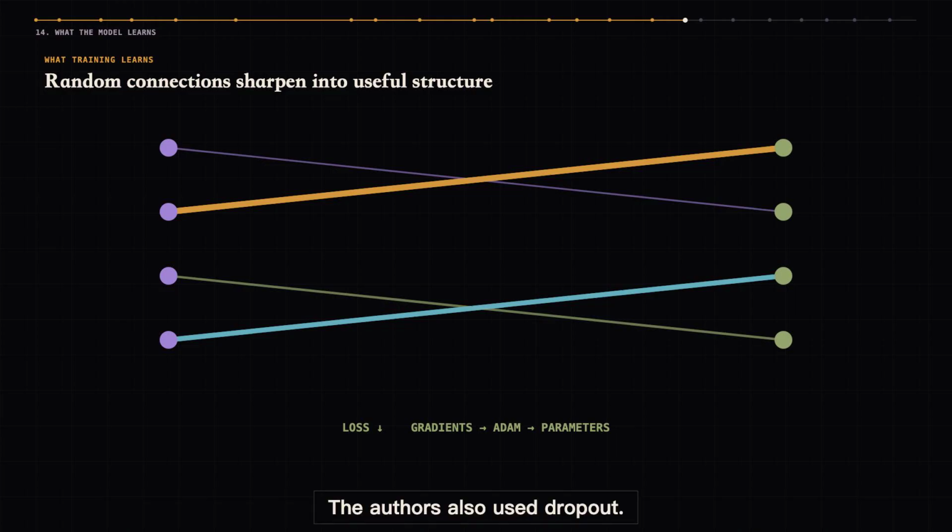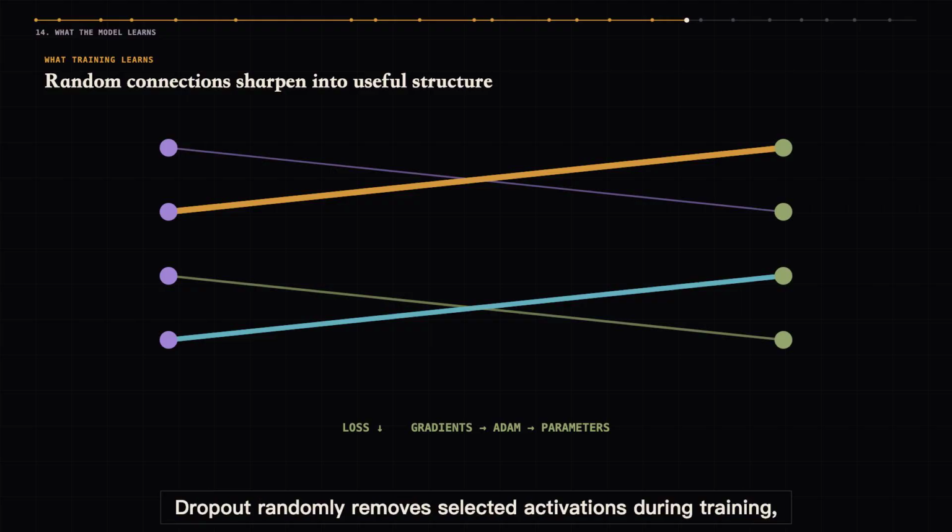The authors also used dropout. In the base model, the reported dropout rate was 0.1. Dropout randomly removes selected activations during training, which discourages the network from depending too strongly on one path.